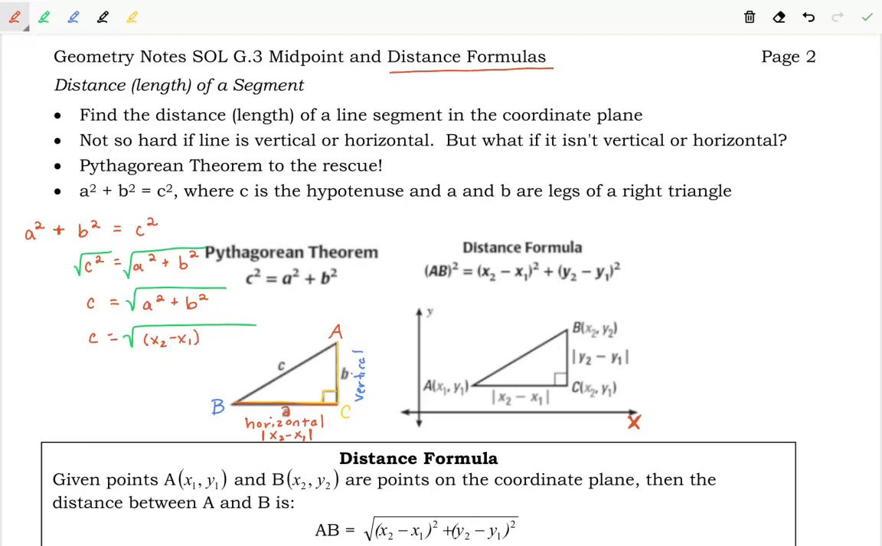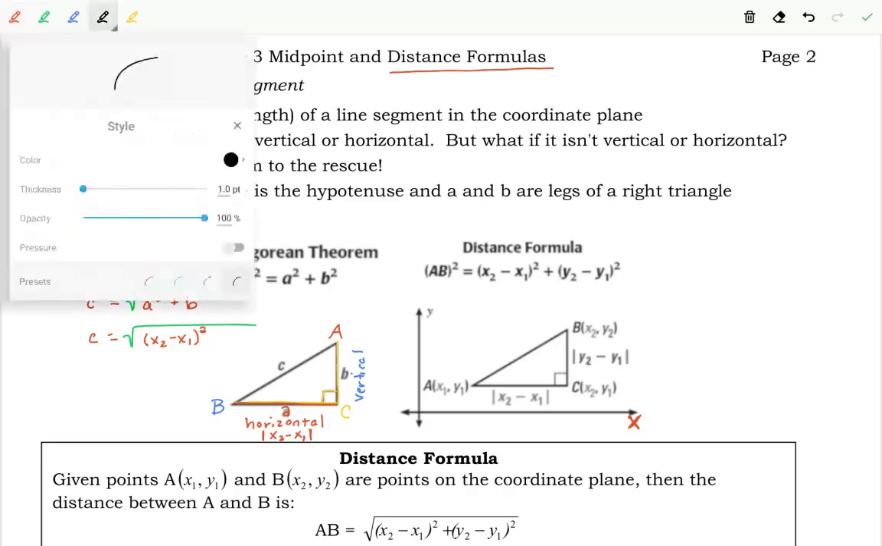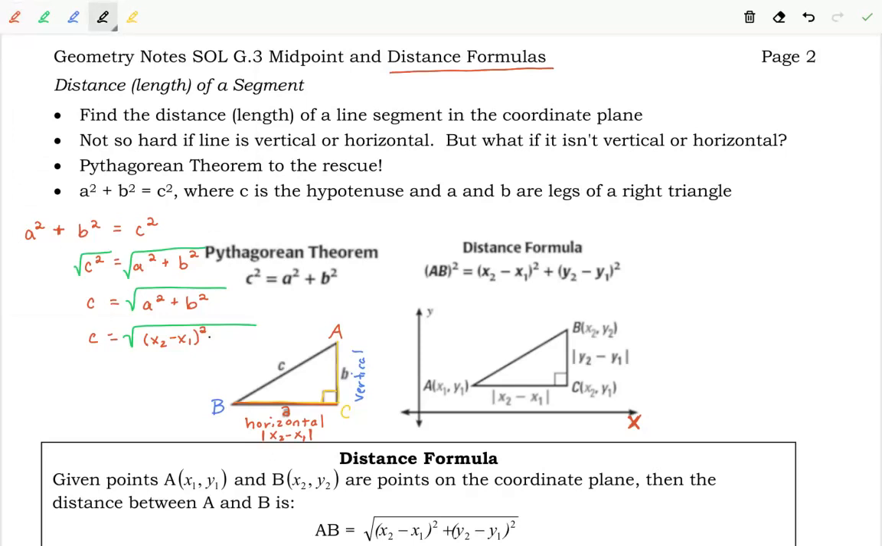Now, the reason why I don't have to plug in an absolute value up here on my modified Pythagorean theorem is because we're going to square it. And even if we got a negative number, a negative times a negative is a positive. So if we put the absolute value, it wouldn't change anything here, but we don't need it because we're going to end up squaring that number, so it's not going to matter.